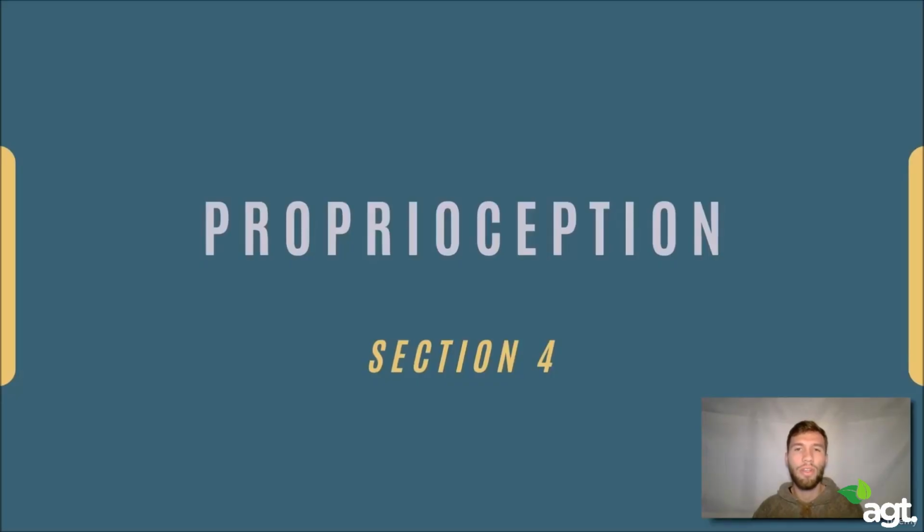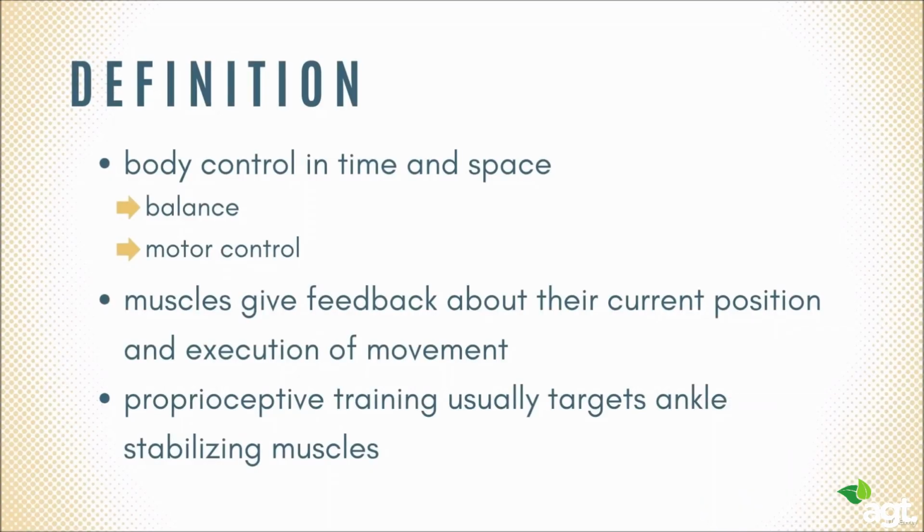Another topic that I wanted to include in this section is proprioception, as it is closely connected to motor control and an extremely important but overlooked factor when we talk about athletic performance. So what does proprioception mean? It basically describes the control of our body in time and space. So it includes balance, but also motor control, so everything from coordination, timing, or skill. It also describes the coordination between the nervous system and the muscle, for example, when a muscle gives feedback to the nervous system about its current position and execution of the movement.